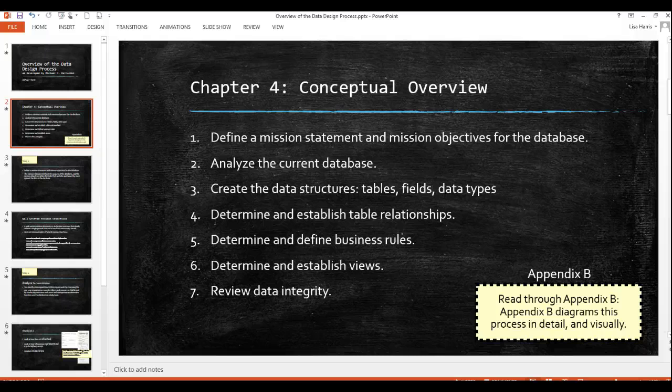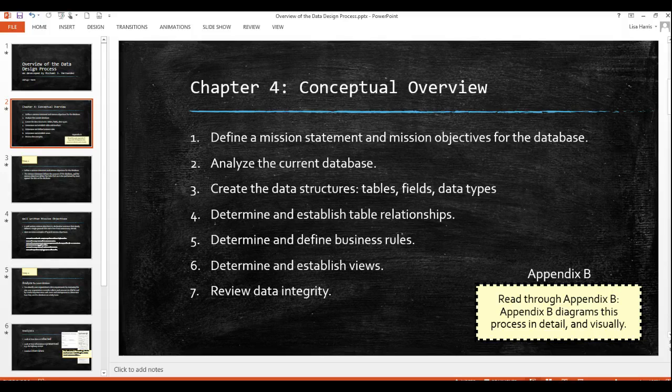So here's the overview of the process. You can see here numbered 1 through 7. The first step he covers is defining a mission statement and mission objectives for the database. And you can take a look at that. That's critically important, but we won't spend any time on it in class. There are a couple of chapters in the book, in particular the chapters that cover things like the mission statement and the mission objectives, that I'll just have you read, but we won't actually draft any of those statements or objectives. Where we pick up is when he discusses analyzing the current database.